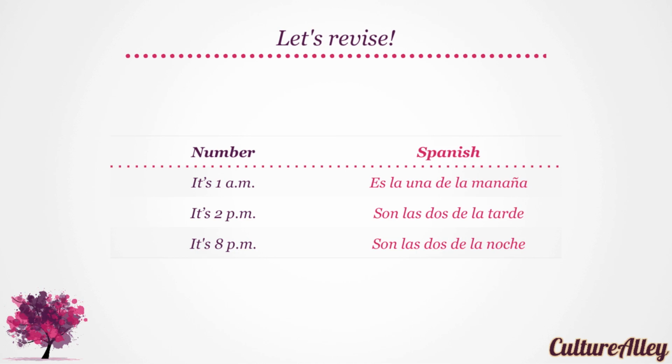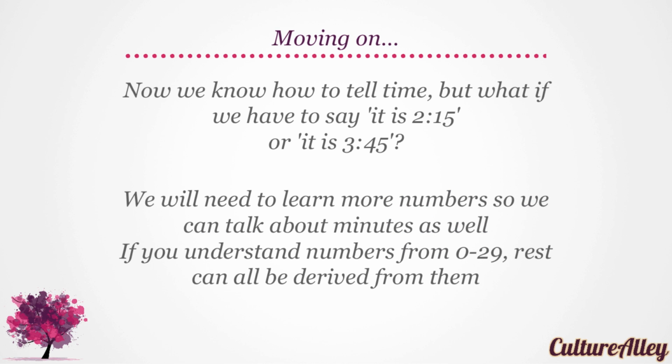Let's revise what we have learned so far. It's 1 a.m. translates to es la 1 de la mañana. It's 2 p.m. becomes son las 2 de la tarde. And it's 8 p.m. becomes son las 8 de la noche. Perfect. Now we know how to tell time by the hour. But what if we have to say it is 2:15 or it is 3:45? We will need to learn more numbers so we can talk about minutes as well. If you understand numbers from 0 to 29, then the rest can all be derived from them.